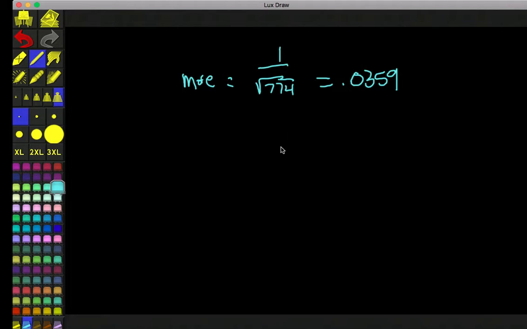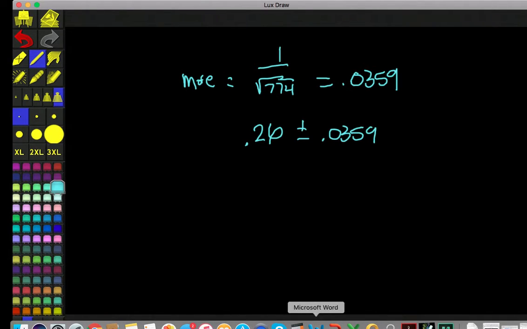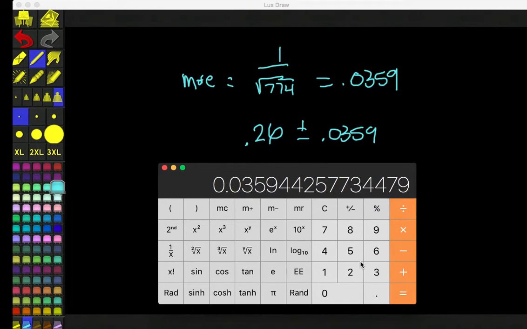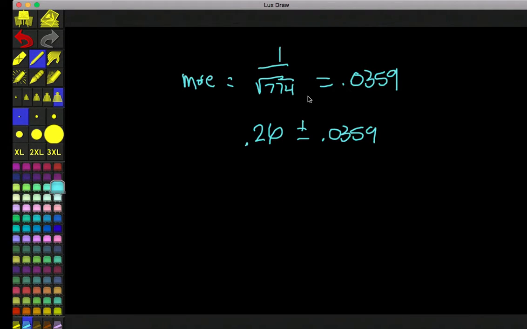So I take my 26% that said they had high job satisfaction. So I go 0.26, and I'm going to add and subtract my margin of error. What that looks like on the calculator is, here's my margin of error already up. So I'm just going to add that to 0.26. And I get 0.2959. So remember in this case, that's the upper end of my interval because that's the part that I added.